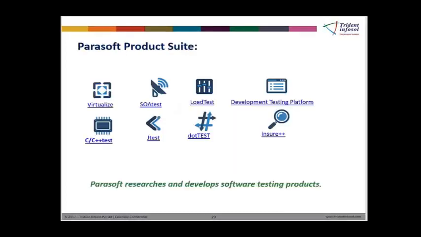Parasoft provides automated defect prevention products. Let's quickly look into the Parasoft products. Virtualize is for service virtualization. SOAtest and LoadTest are for web application functionality and performance testing. The Development Testing Platform, DTP, will give you enhanced reports at the management level. For C, Java and .NET languages, we have the products C++test, Jtest and dotTEST, and Insure++ is for runtime memory analysis. Today we'll be focusing on C++test tool features.